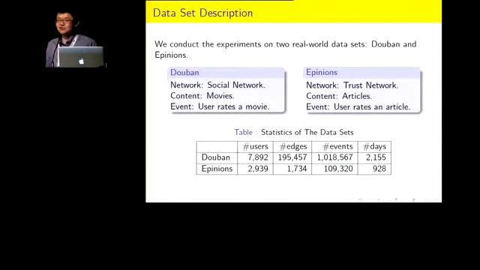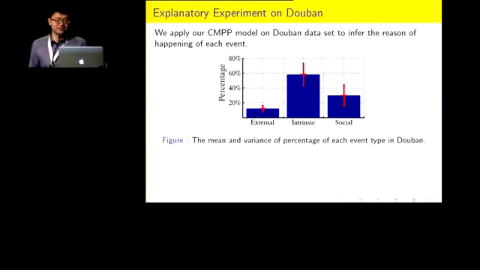And next, I will show some experimental results. We conduct experiments on 2 real-world data sets, DOBA and Epinions. Here is some basic information and statistics of these 2 data sets. At first, I will introduce an explanatory experiment on DOBA. We apply our model on the DOBA data set to infer the reasons for the happening of the event.